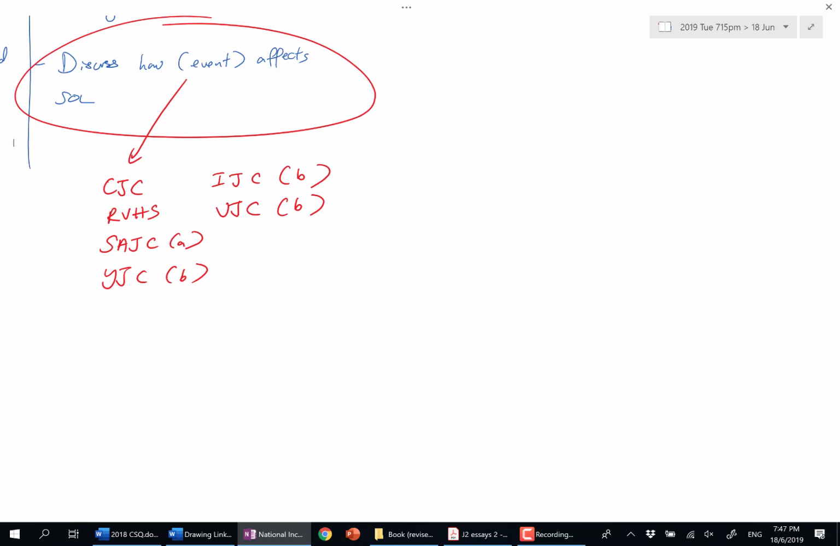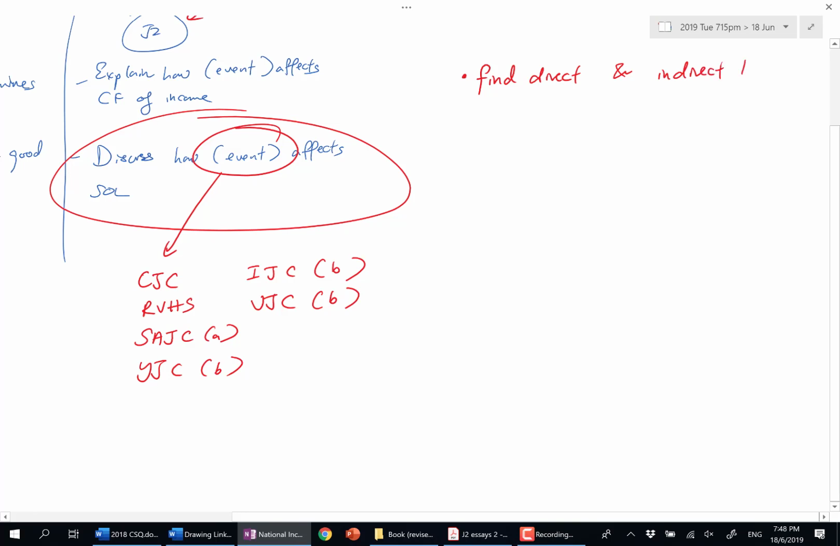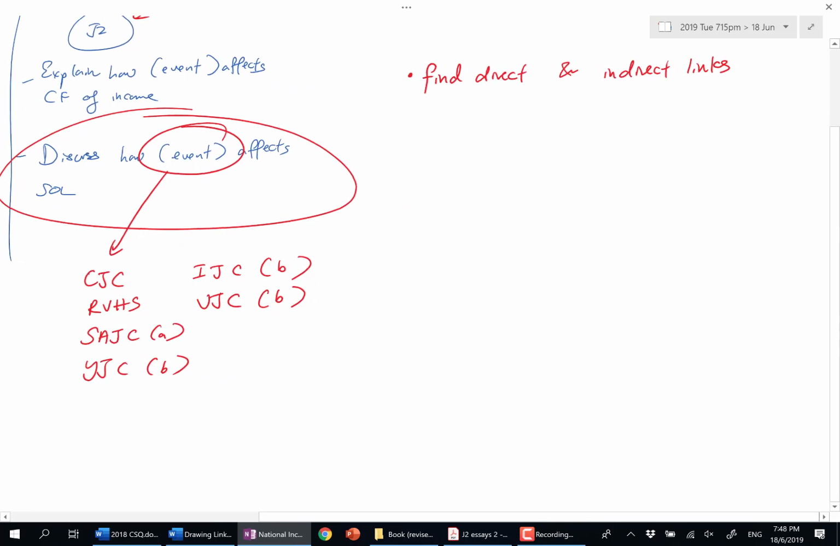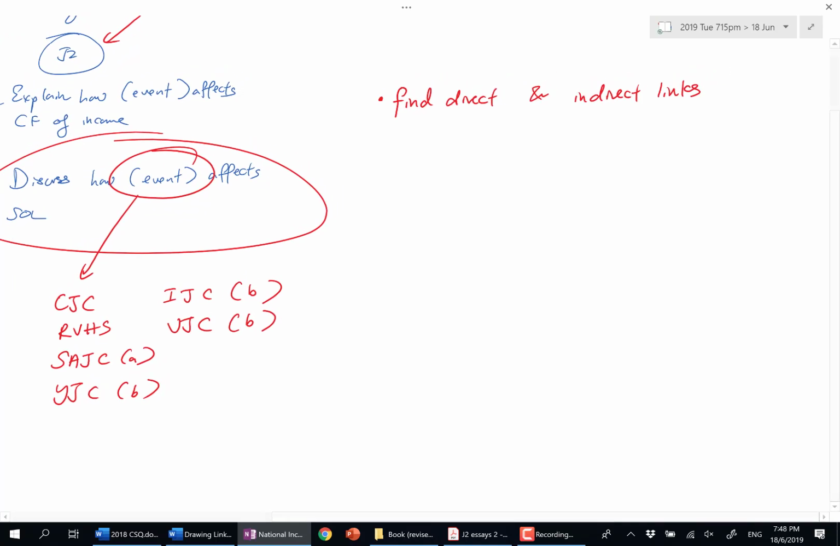Even if students did not know the code, they can memorize the notes, they can memorize model essays, they can still write. But when the question is event specific, let me share with you a few things. Try to find direct and indirect links. So, direct plus indirect links. What do I mean?